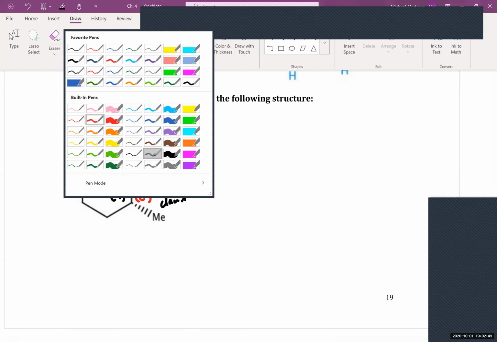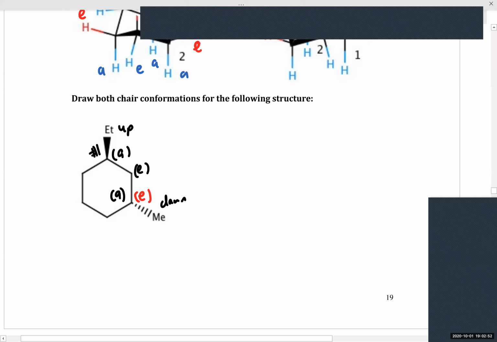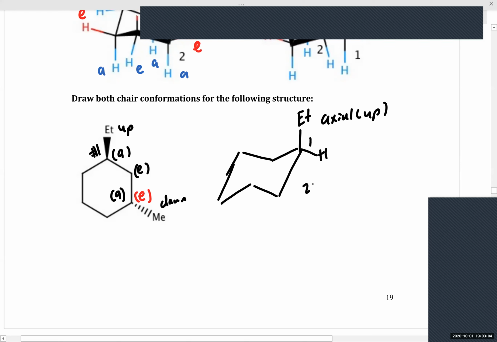Then I write out my carbon numbers, number 1. So then I put my ethyl group at carbon number 1, and it's going to be axial. At carbon number 3, I'll put my methyl group. And in this case, it'll be equatorial, pointing down.